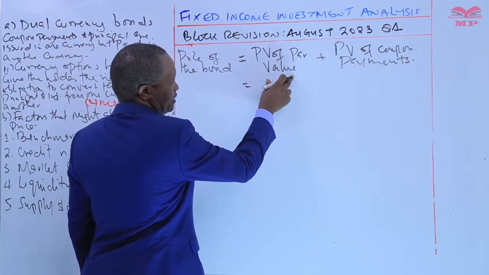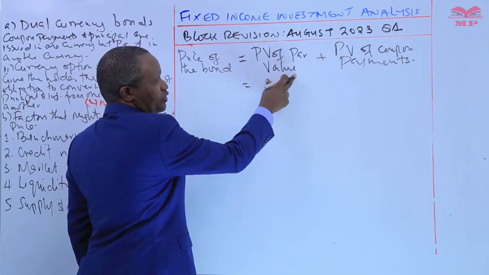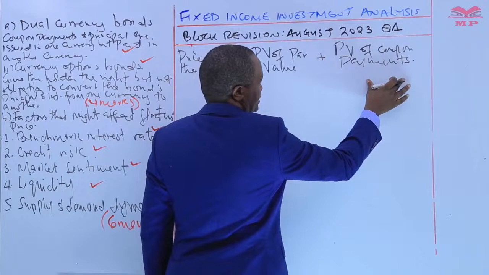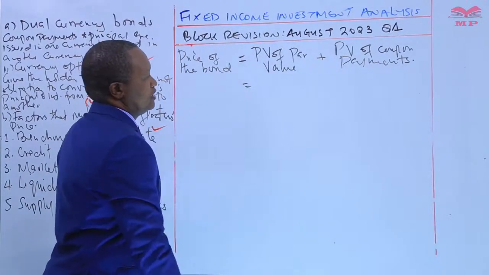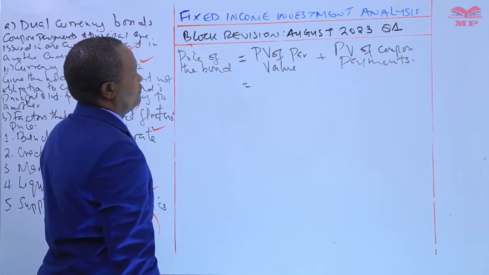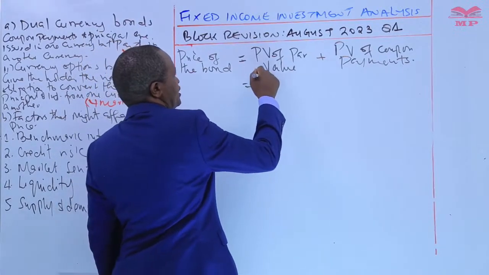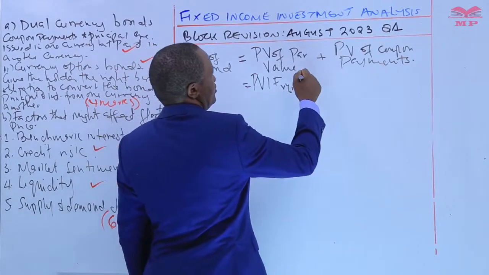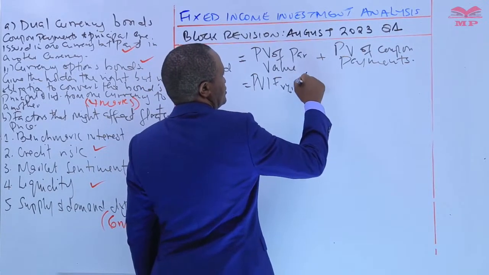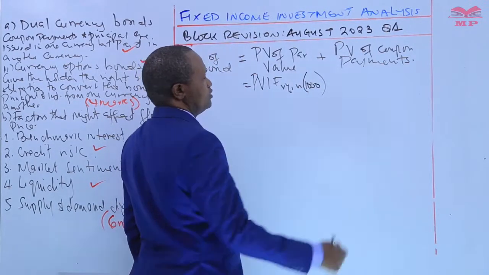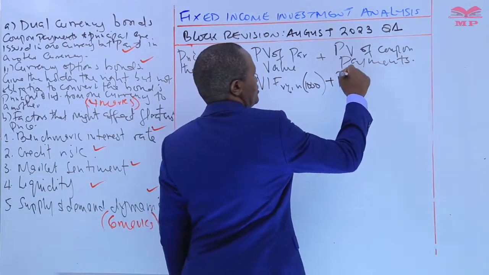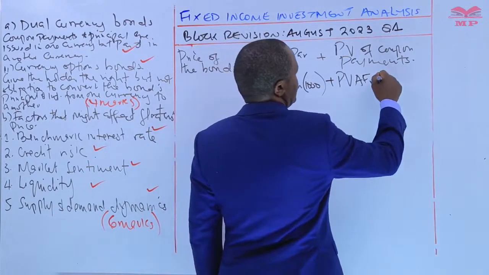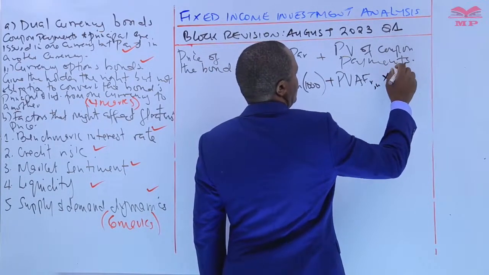And this one is a lump sum. The par value is paid once. It's a lump sum. The coupon payments, these are annuities. So we are going to use different present value factors. This will be the present value interest factor. We multiply with the 1000, the face value, plus the present value annuity factor times the annuity of 120.